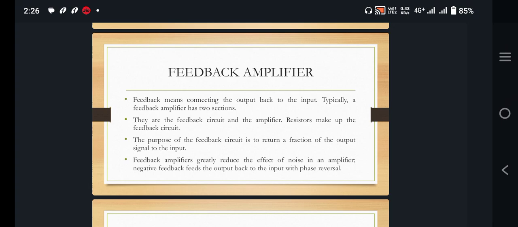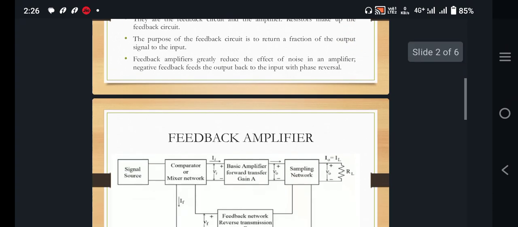Resistors make up the feedback circuit. The purpose of the feedback circuit is to return a fraction of the output signal to the input. Feedback amplifiers greatly reduce the effect of noise in an amplifier. Negative feedback feeds the output back to the input with a phase reversal.